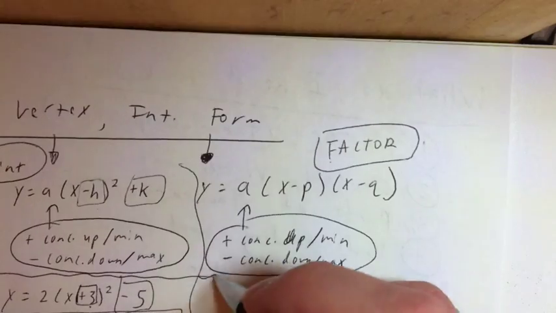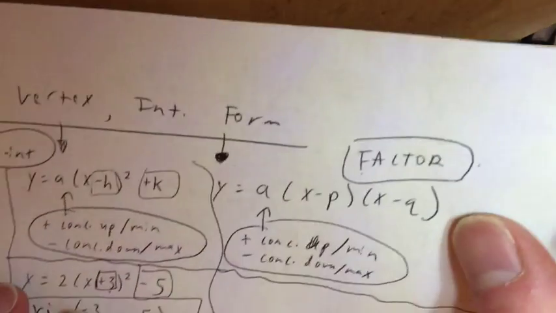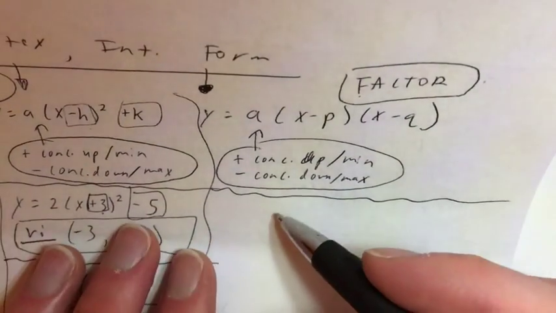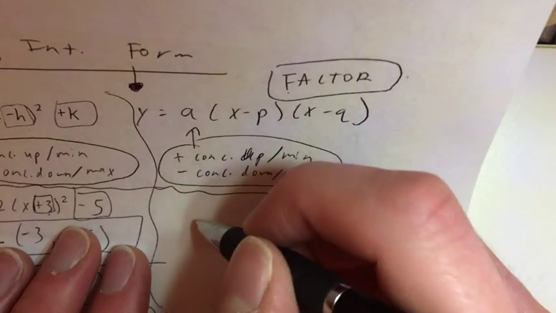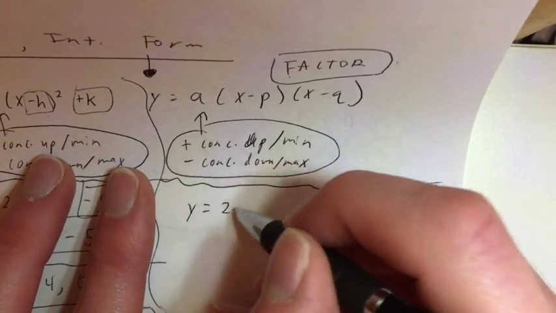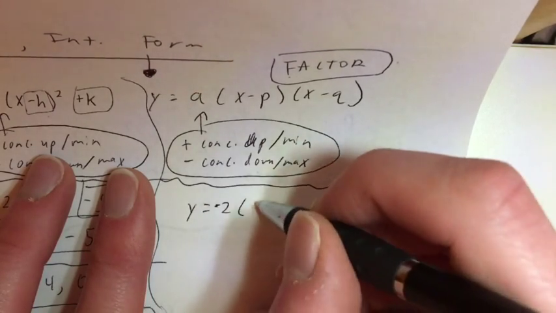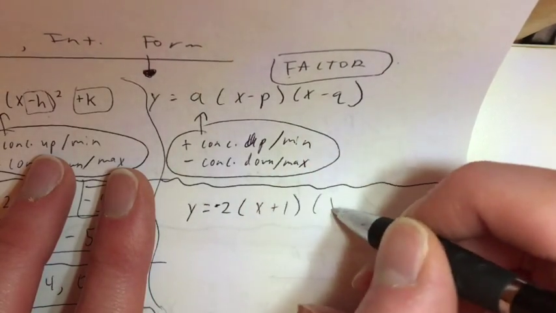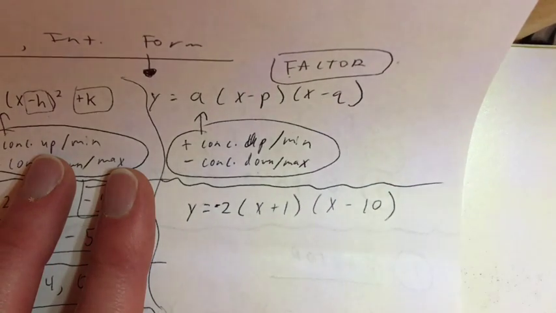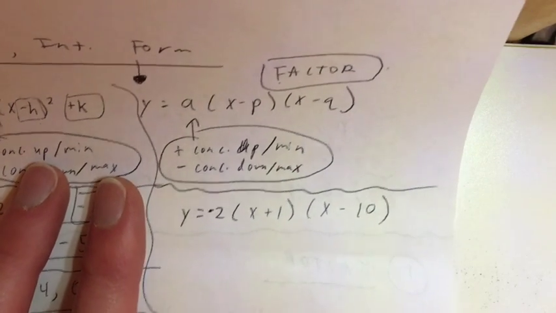So let's say I gave you, like I said, I'm going to do the same kind of deal as I did with vertex form. So let's say I gave you y equals negative 2, why not? Doesn't really change anything, but let's do it. X plus 1, x minus 10. Okay, and I told you to find the x-intercepts of that.